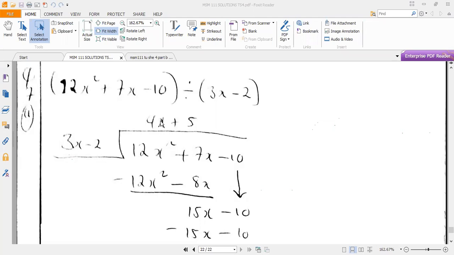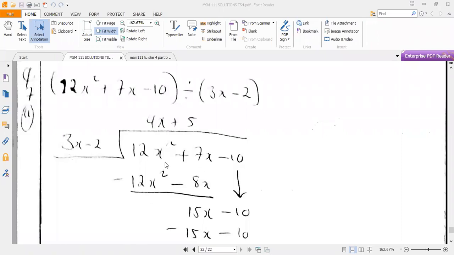So when you are here now, we say 4x times 3x squared, it will give you 12x squared. When you multiply this guy times that, it is 12x squared, right? You also do the same to this 2 here. We say 4x times negative 2, we're getting minus 8x there.